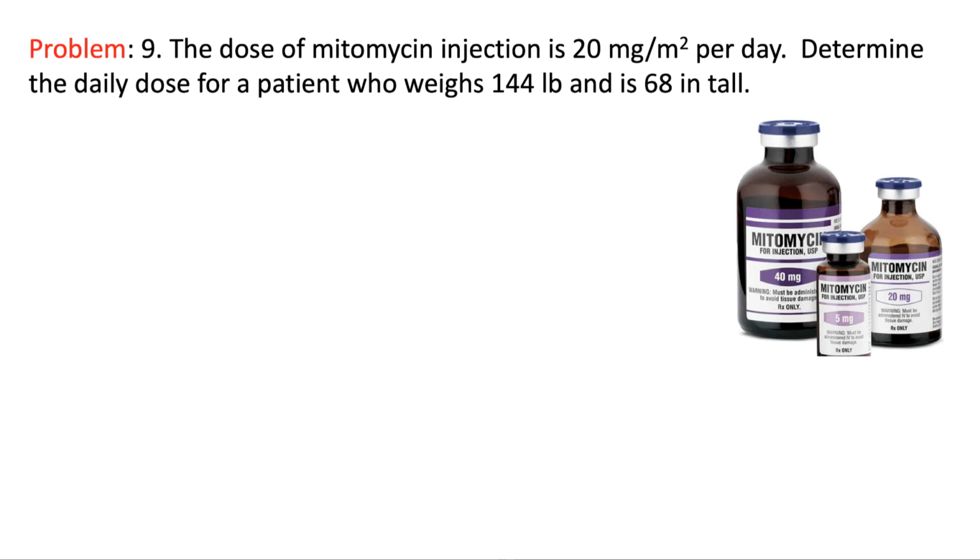All right, let's get a little more straightforward again and go back to some good old dosing questions, but with a little bit of a twist. So let's start with this question that involves mitomycin, which is a chemotherapeutic drug. And it says, the dose of mitomycin injection is 20 milligrams per meter squared per day. Determine the daily dose for a patient who weighs 144 pounds and is 68 inches tall.